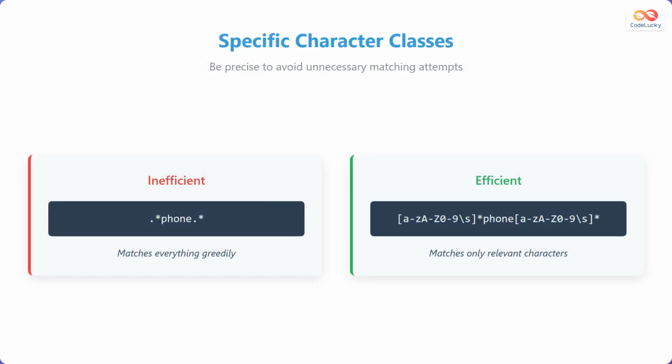Being specific with character classes can avoid unnecessary matching attempts. Look at the inefficient regular expression .*phone.*. This matches everything greedily. In contrast, the efficient version is [a-z0-9\s]*phone[a-z0-9\s]*. This only matches relevant characters within the specified character classes, leading to faster and more accurate results.